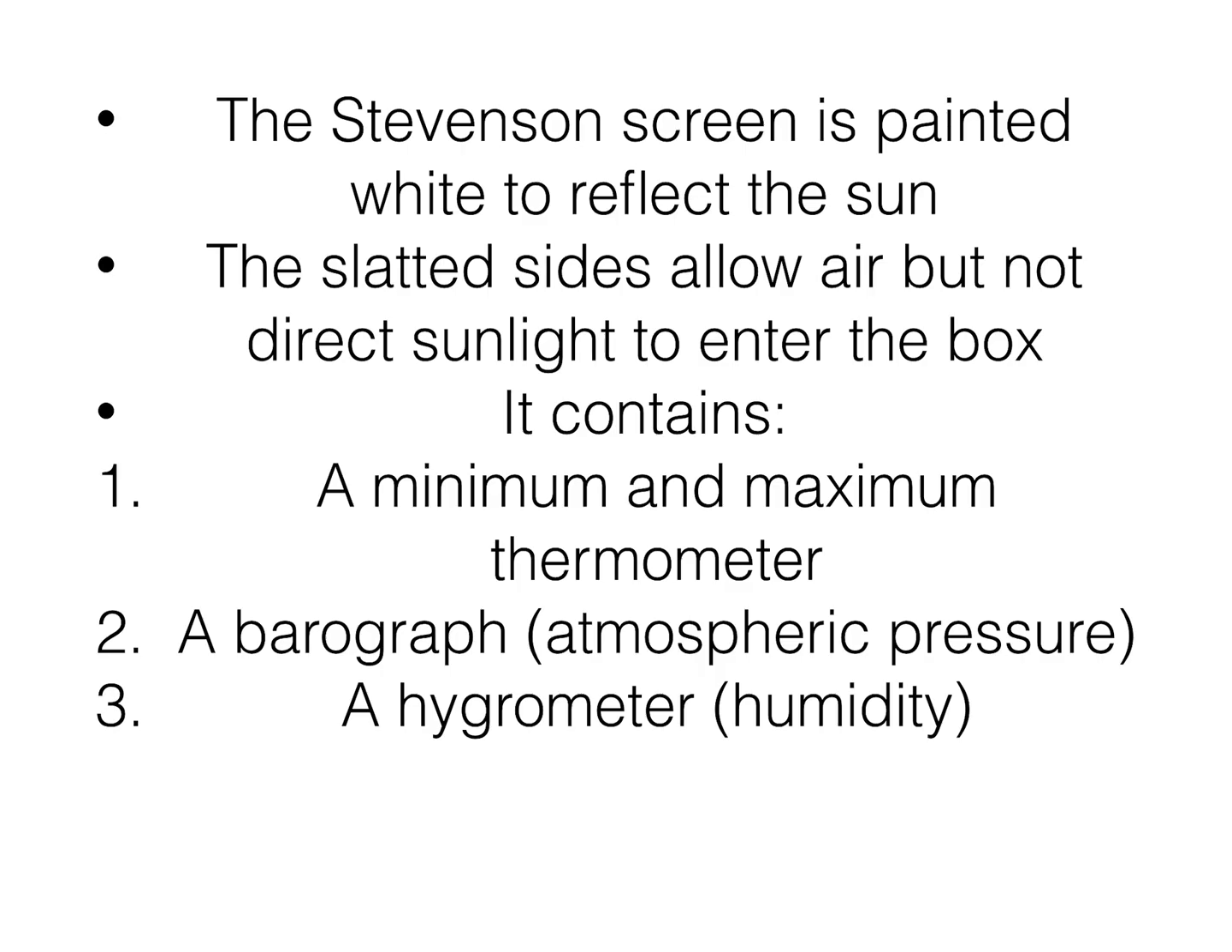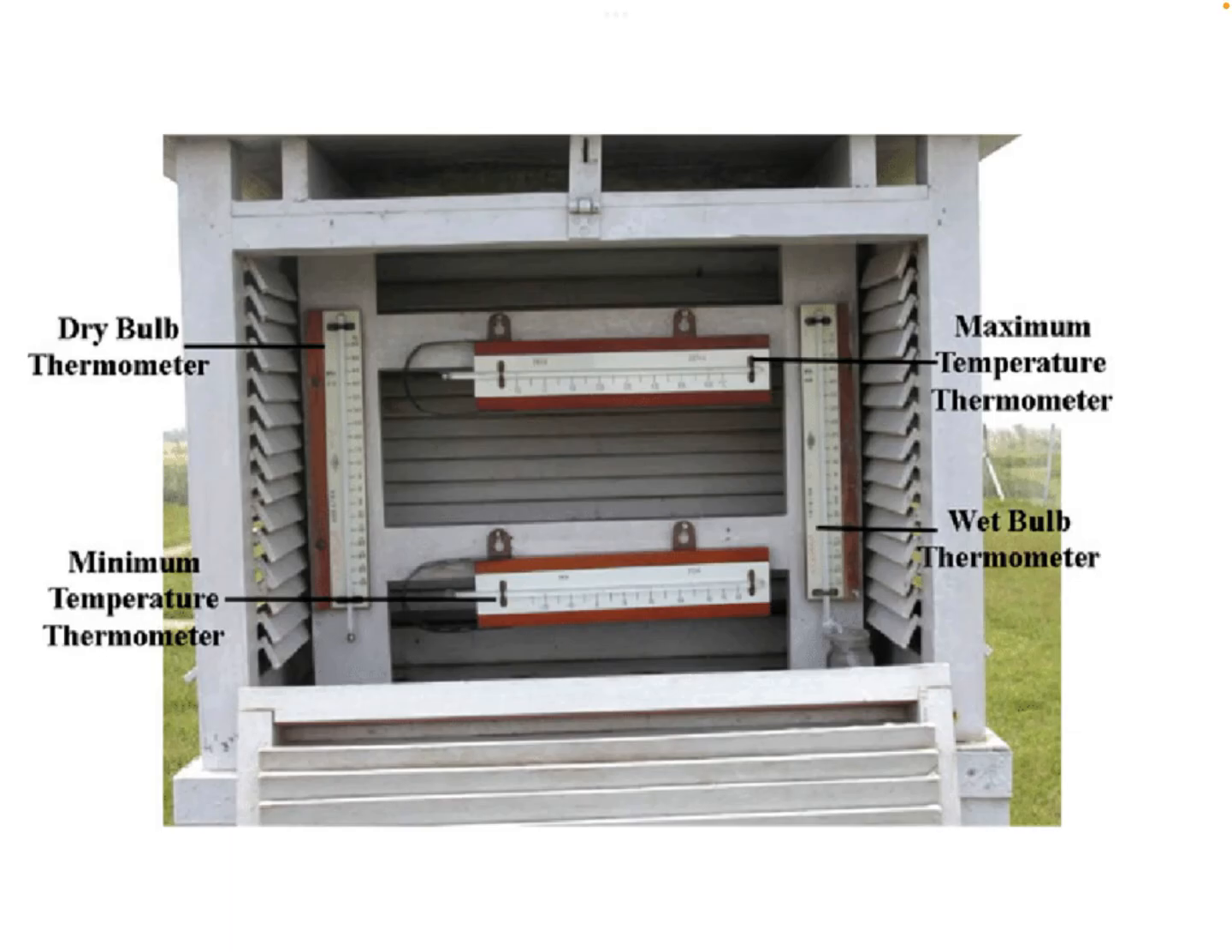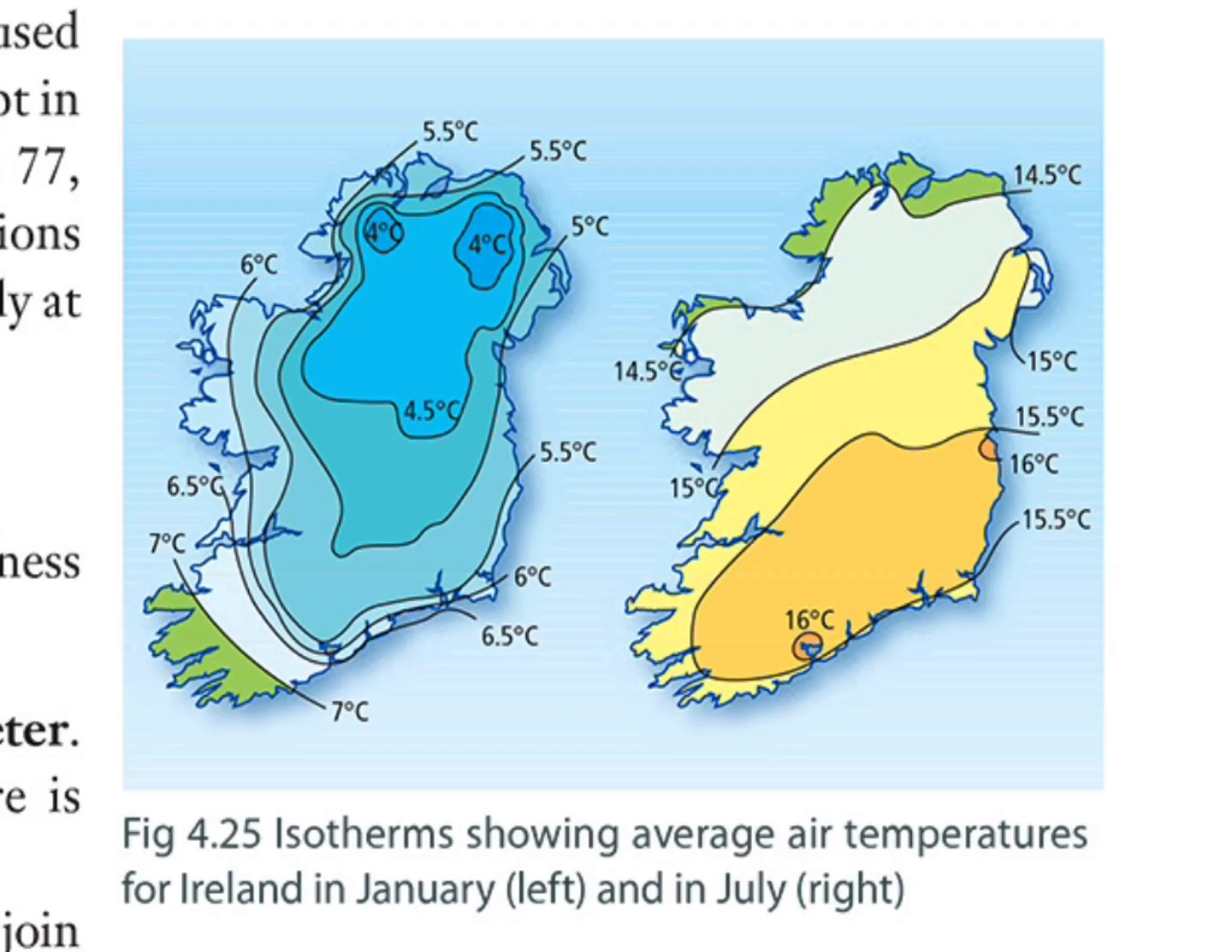So that's the Stevenson screen. Like I said, painted white to reflect the sun, slatted sides to allow the air in but not the direct heat of the sun. It has the thermometer, the barograph to measure the pressure of the air, and the hygrometer to measure how much humidity is in the air, how much water is in the air. Words like humidity and atmospheric pressure will become easier as we move throughout this. There's another picture of a weather map with the isotherms. They're the lines on a weather map showing you what the temperature is like.